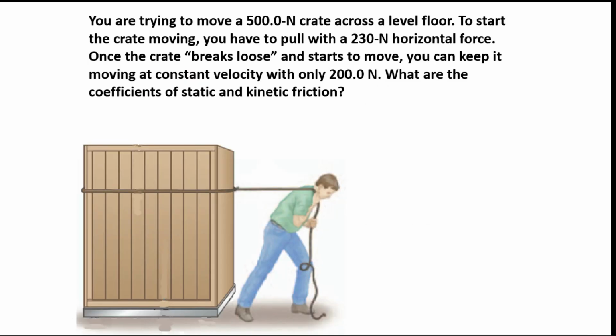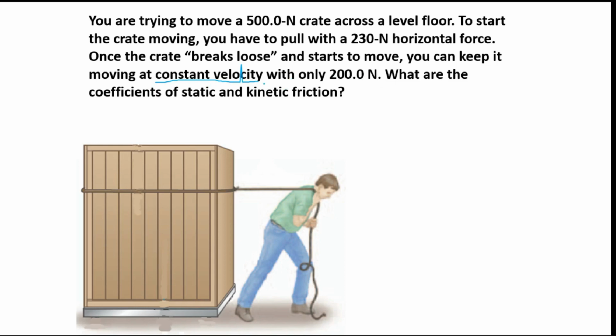So let's try to solve this problem. You are trying to move a 500 Newton crate across a level floor. To start the crate moving, you have to pull with a 230 Newton force. Once the crate breaks loose and starts to move, you can keep it moving at a constant velocity with only 200 Newton.